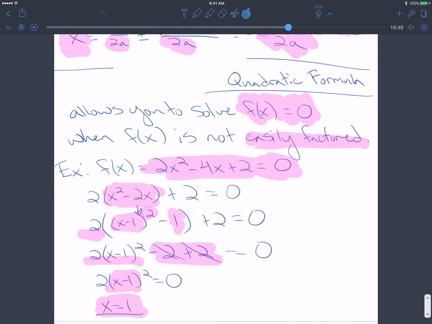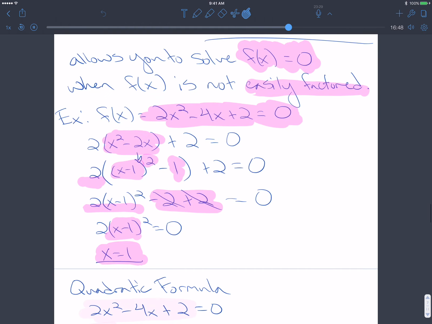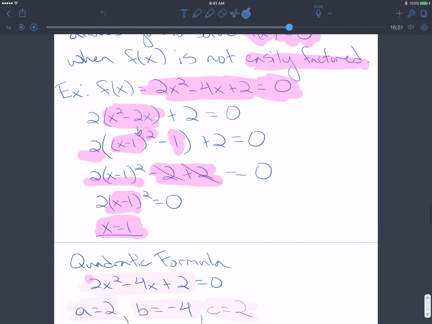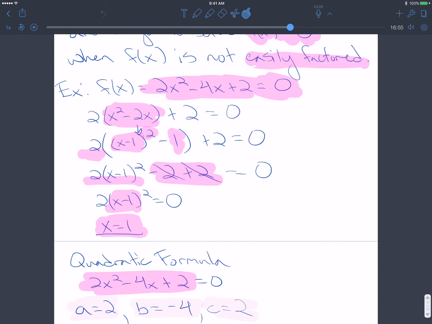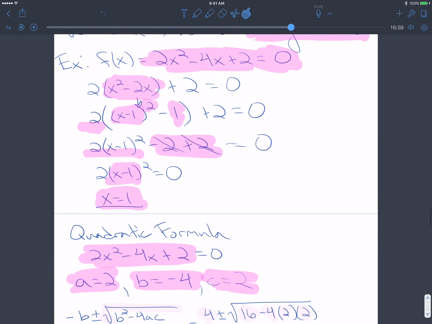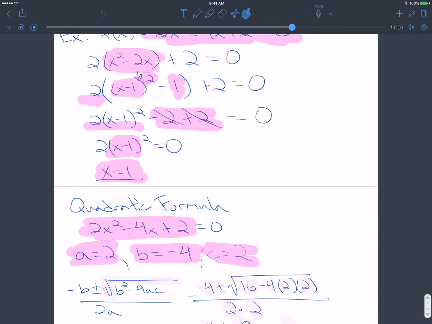If you use the quadratic formula just as given, you're going to get the same result. So 2x squared minus 4x plus 2. My a value is 2, my b value is negative 4, and my c value is 2. So I have negative b plus or minus the square root of b squared minus 4ac all over 2a. So b is negative 4. A negative of a negative is a positive 4. Plus or minus negative 4 squared is 16. Minus 4 times a, which is 2, times c, which is also 2, all over 2 times a.